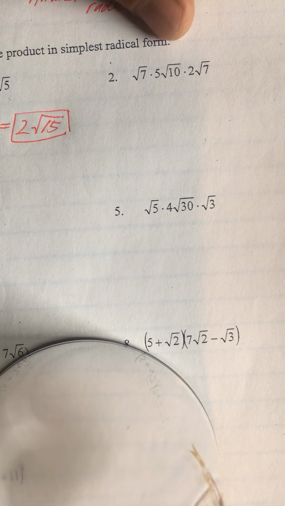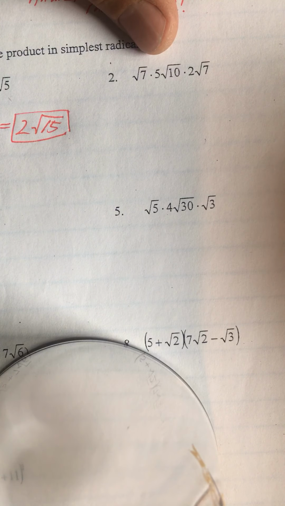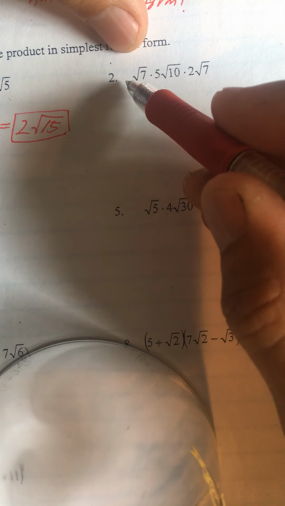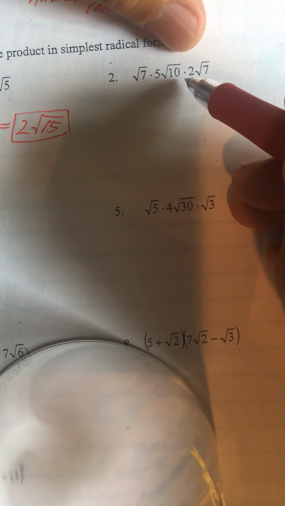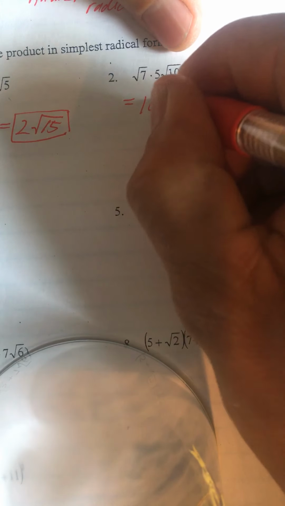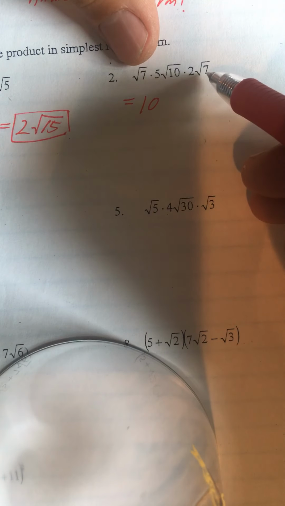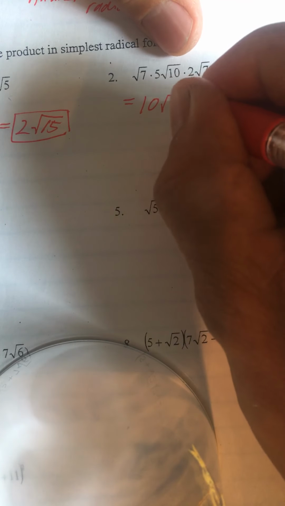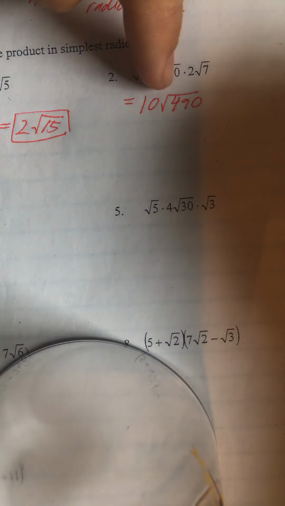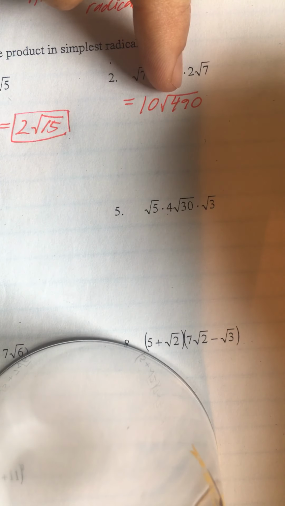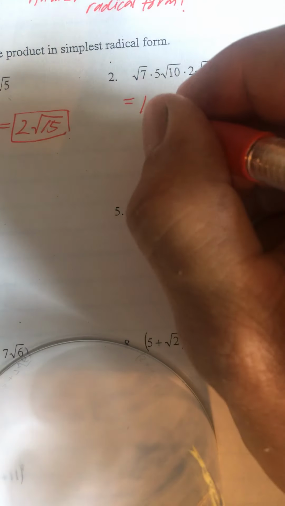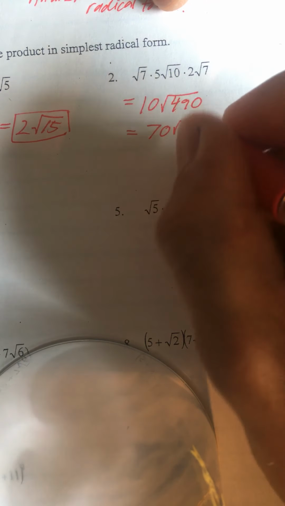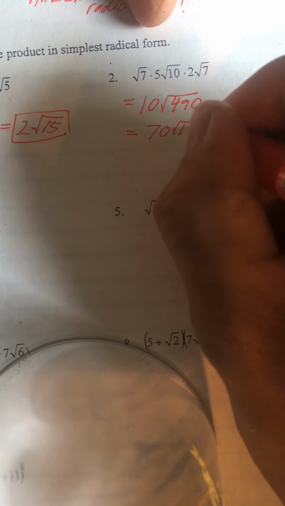Okay, so if I go and multiply outside, I've got 1 times 5 times 2 on the outside. I have a 1 here, a 5 here, and a 2 here. So that would give me 10. 7 times 7 is 49. 49 times 10 is 490. And the greatest perfect square that goes into 490 is 49. So I'm going to pull out a 7. So I get 70 root 10.